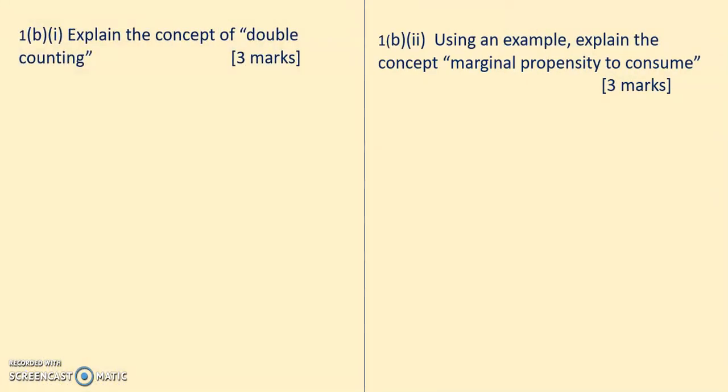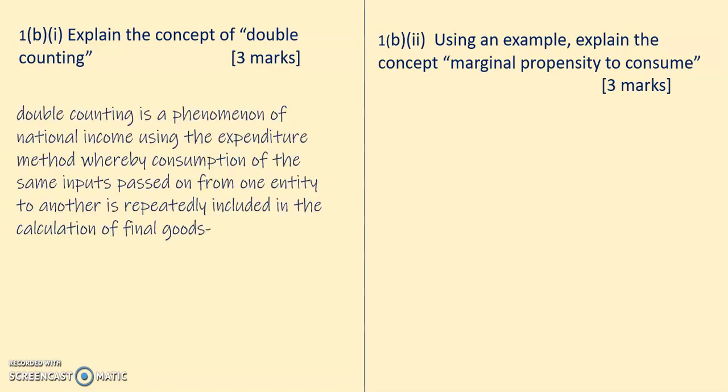So question 1B, explain the concept of double counting. Now we know that double counting is a phenomenon of national income statistics, right? Especially when you use the expenditure method. And this is because consumption of the same inputs, when they are passed on from one entity to another, are repeatedly included in the calculation of final goods.